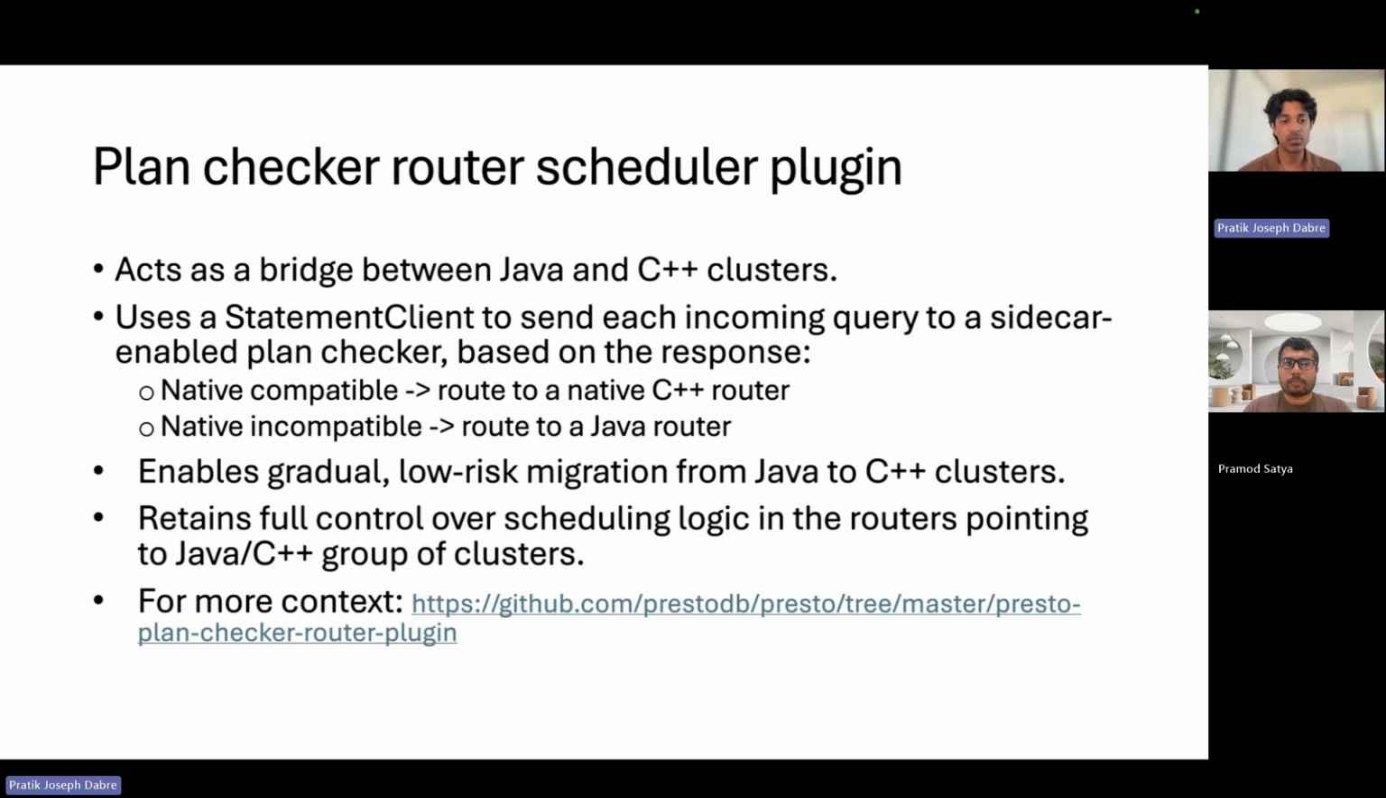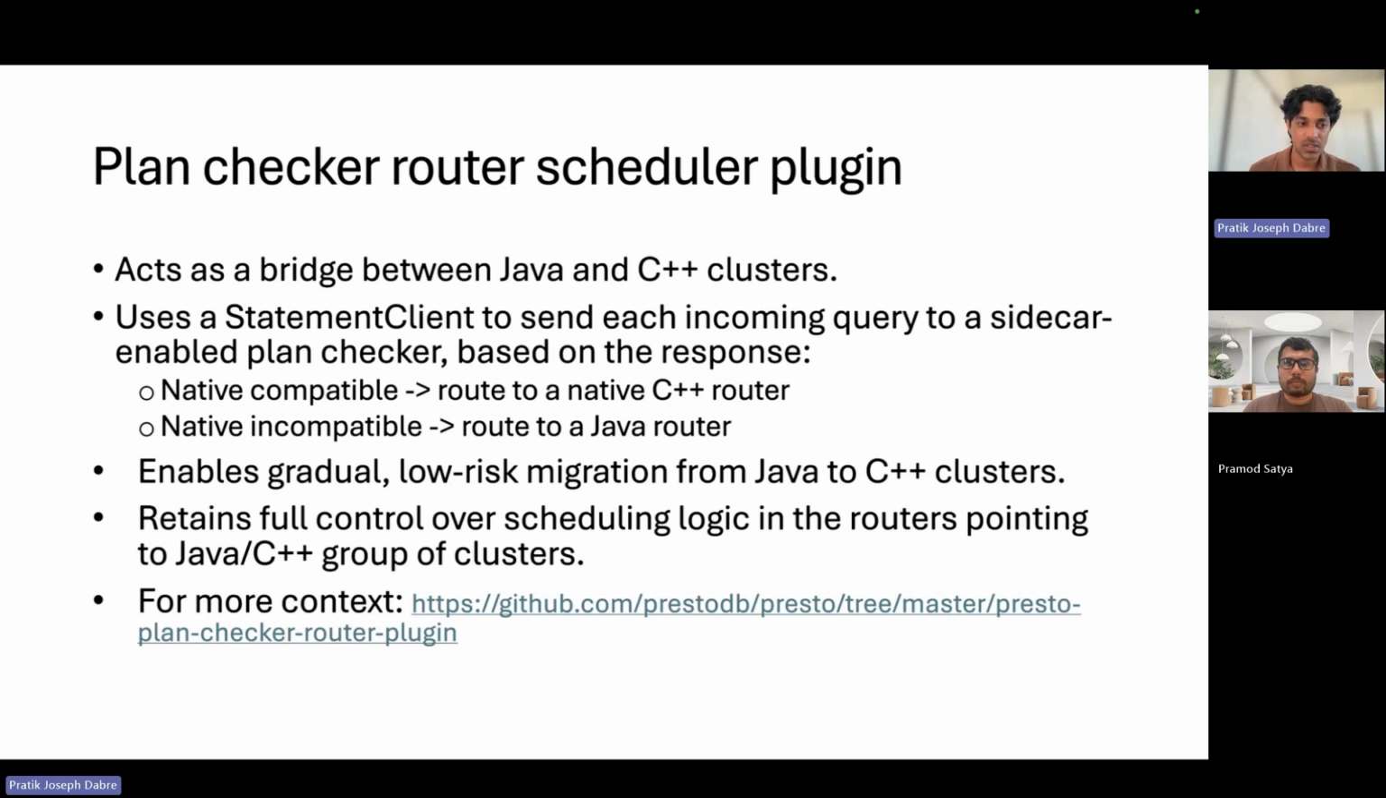What this enables us to do is gradually move from Java to C++ clusters in a low risk manner. Additionally, because this is a router chaining kind of setup, you have the first router in which you have the sidecar enabled plan checkers as a plugin.